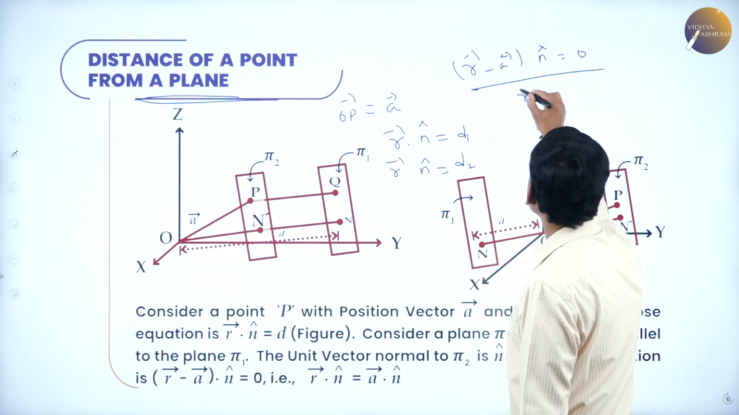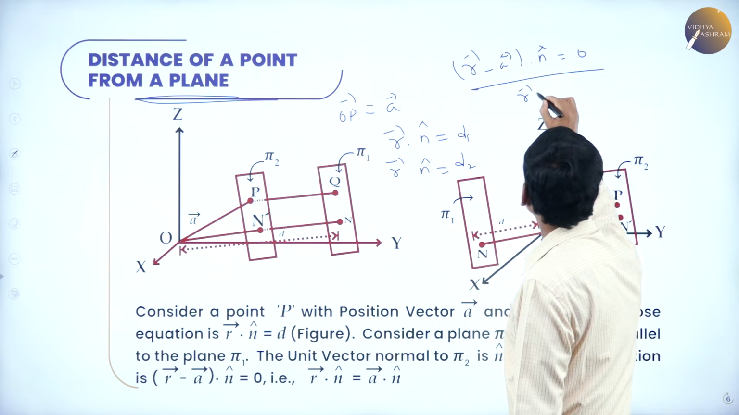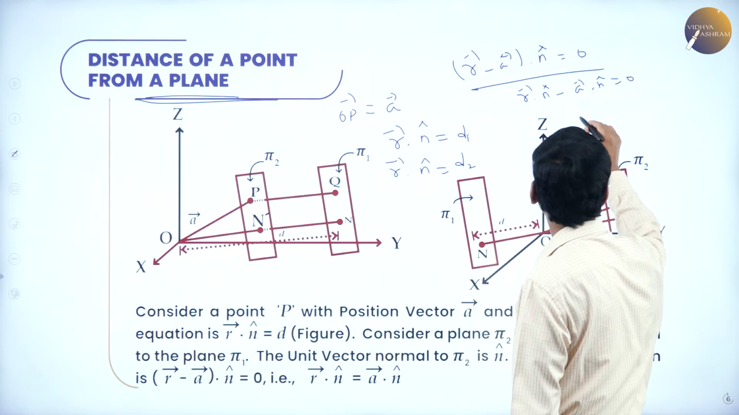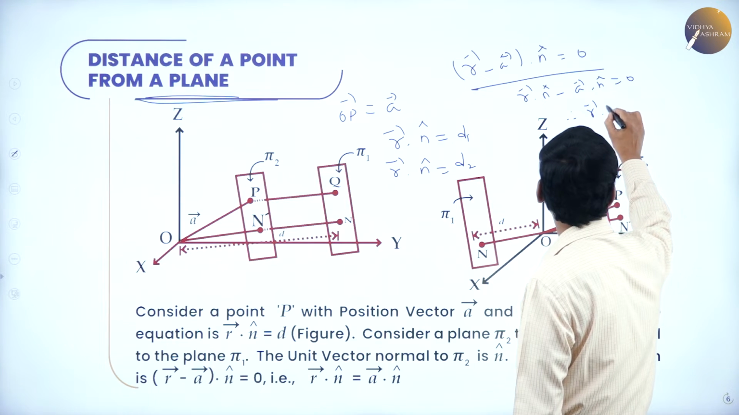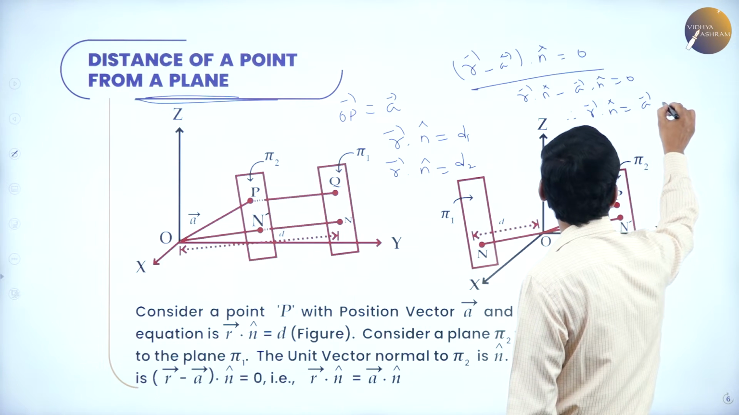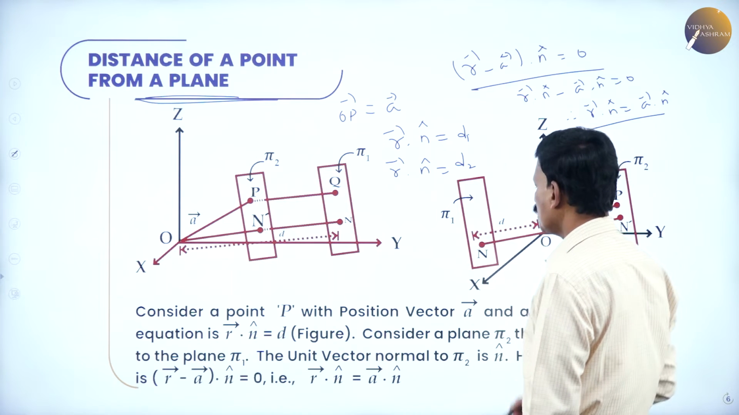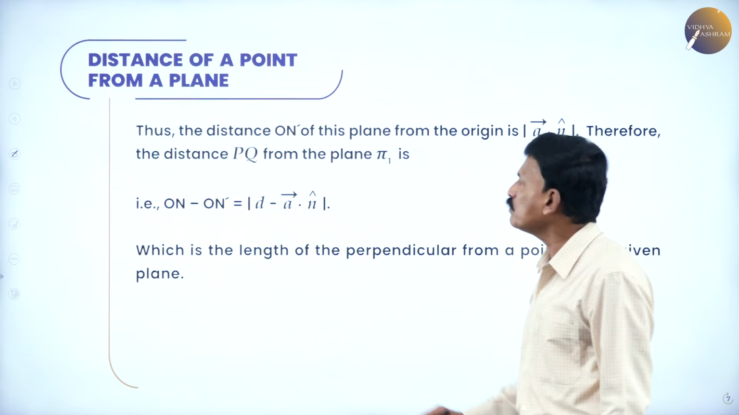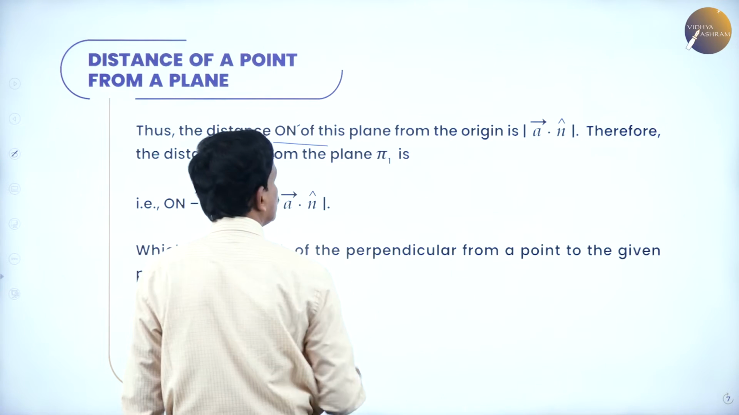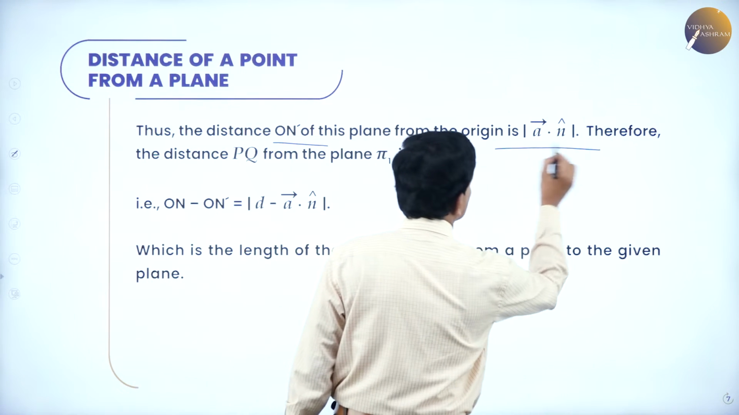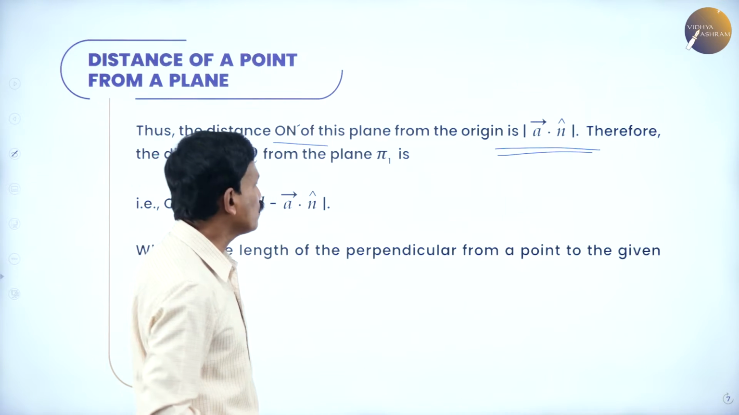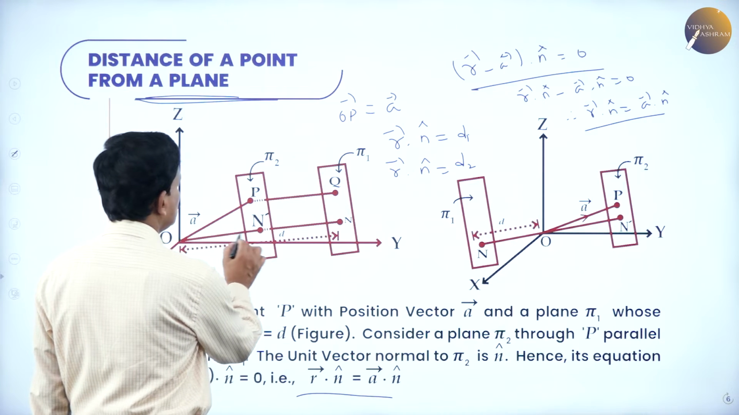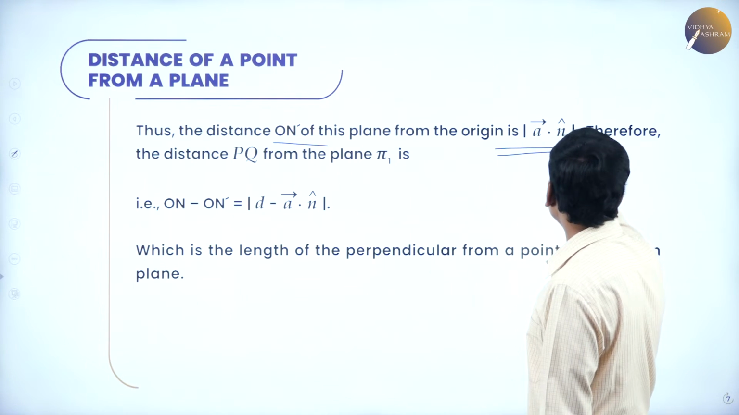Now this can be written as vector r dot n minus vector a dot n cap is equal to 0. Therefore vector r dot n cap is equal to vector a dot n cap. Thus the distance ON dash of the plane from the origin is a dot n cap. So the distance from O to N dash is given by vector a dot n cap.